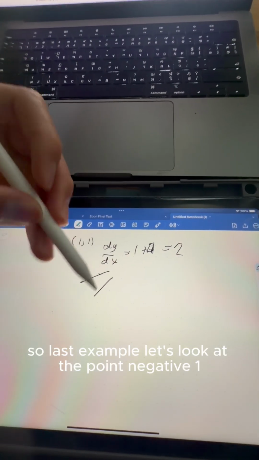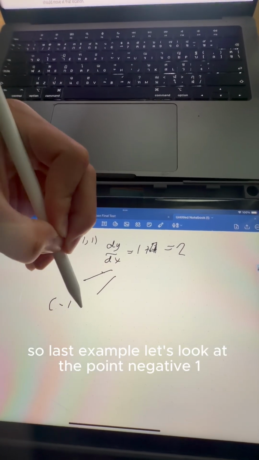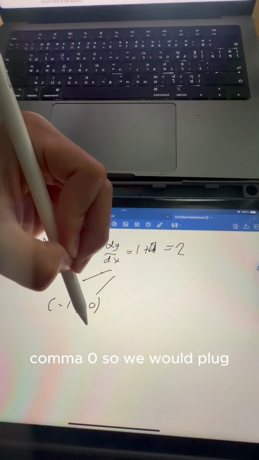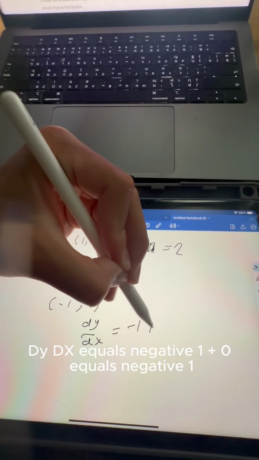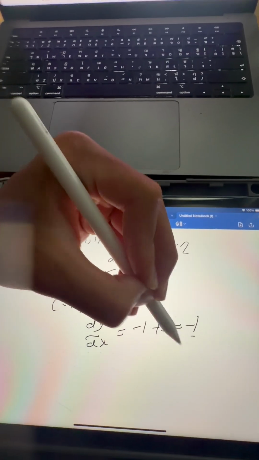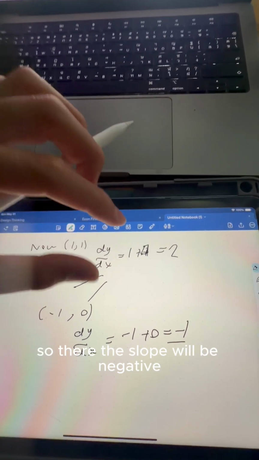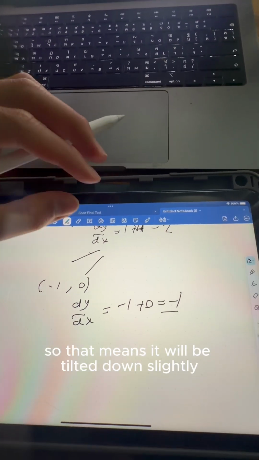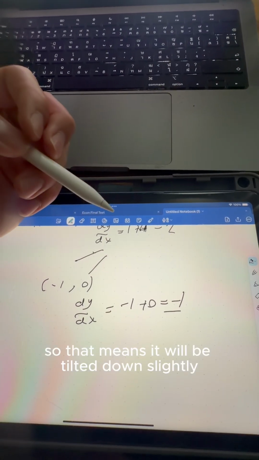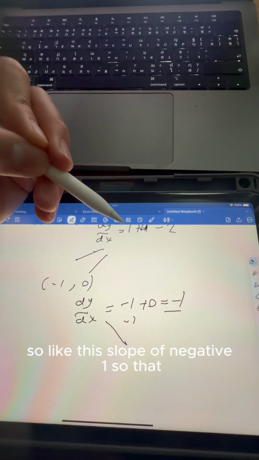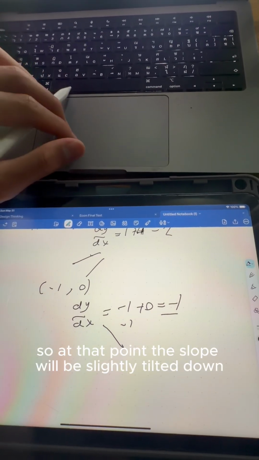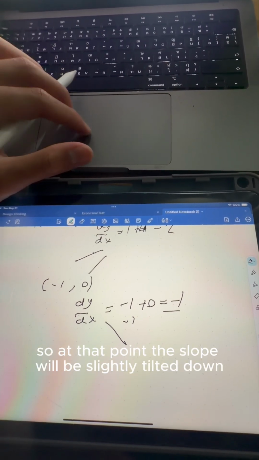So last example, let's look at the point (-1, 0). We plug it in: dy/dx equals -1 plus 0, which equals -1. So there, the slope will be negative, which means it will be tilted down slightly. Like this, slope of -1. So at that point, the slope will be slightly tilted down.